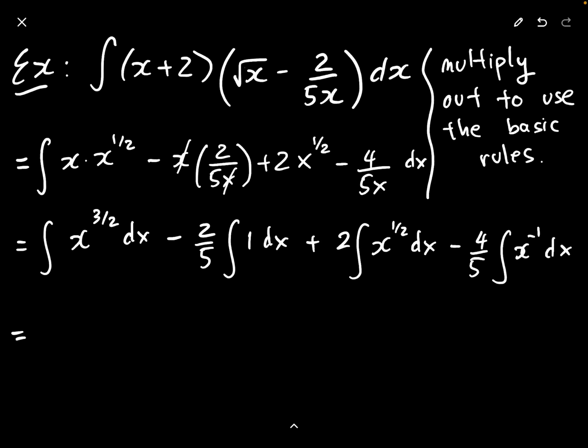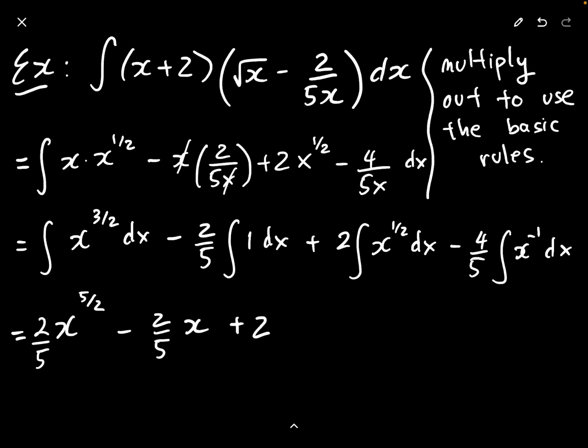So for the first three, we can use the anti-power rule. So the antiderivative for x to the power 3 over 2 will be x to the 3 over 2 plus 2 over 2 is 5 over 2. And you can divide by the fraction 5 over 2, or I will multiply by the reciprocal 2 over 5, minus 2/5. The antiderivative of 1 is x, or you can think of it as x to the 0, so it'll become x to the 1 over 1.